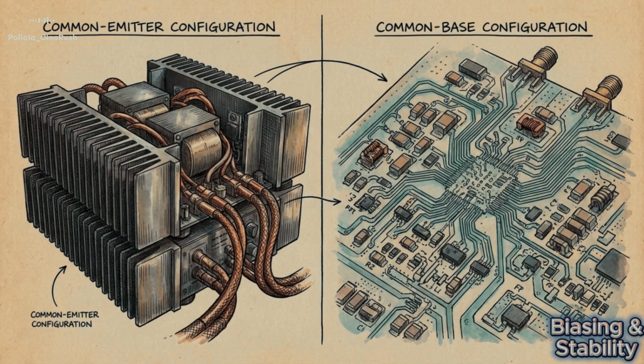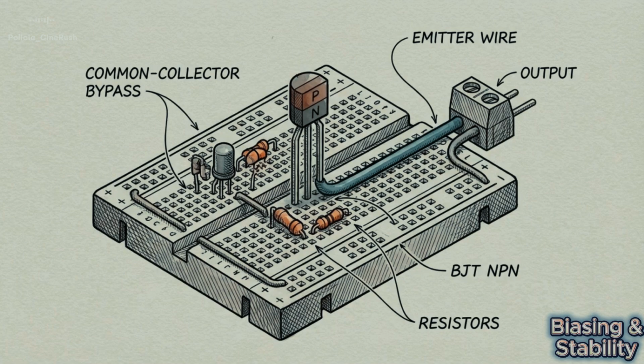The common emitter acts as the workhorse amplifier for high voltage gain. Meanwhile, the common base serves as a specialized low-impedance tool for high-frequency radio applications. But the third configuration, the common collector, universally known as the emitter-follower, serves a completely different purpose.